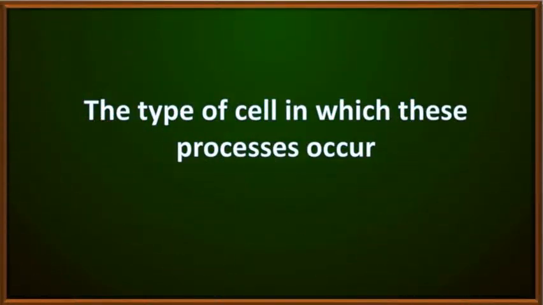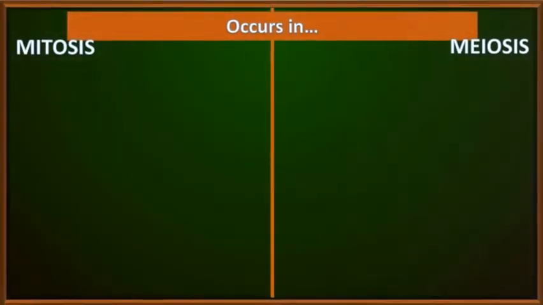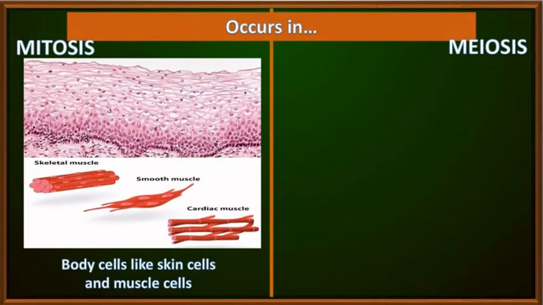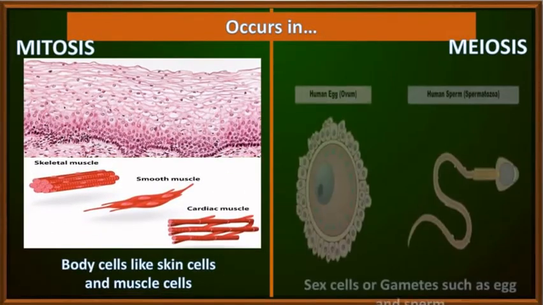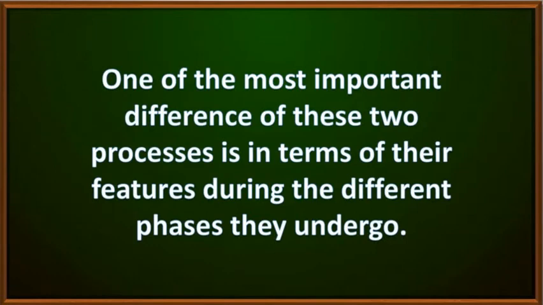Their third point of difference is the type of cell in which this process occurs. Mitosis occurs in body cells such as skin cells and muscle cells, while meiosis is exclusive to sex cells or gametes. These are just some of the differences of mitosis and meiosis. But there's more. One of the most important differences of these two processes is in terms of their features during the different phases they undergo.